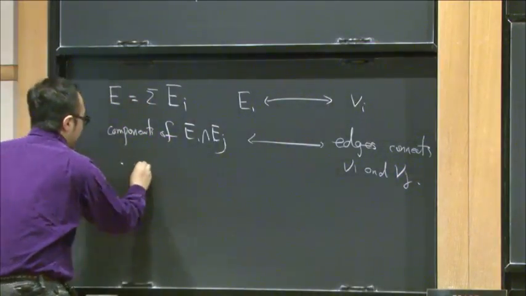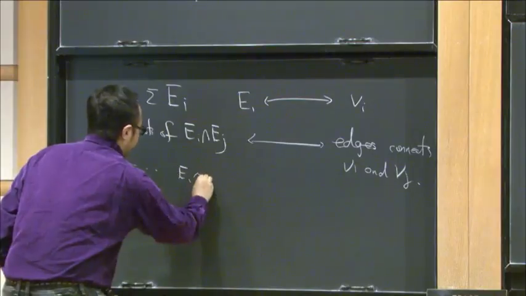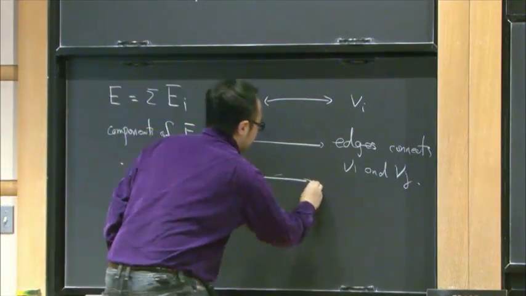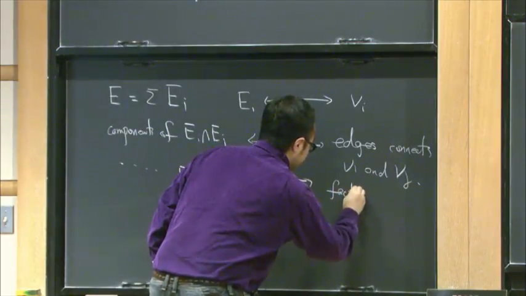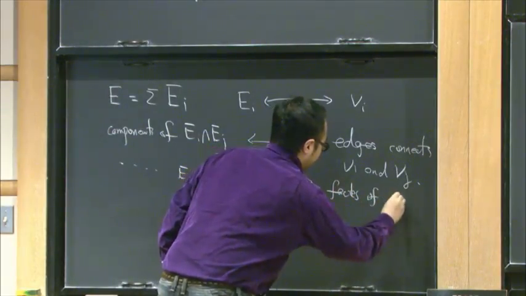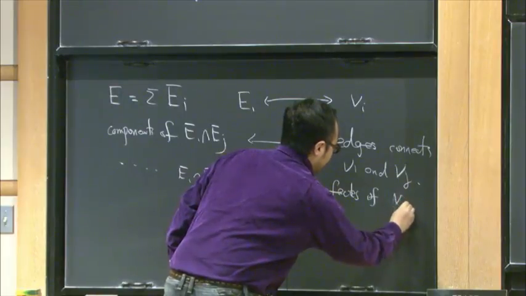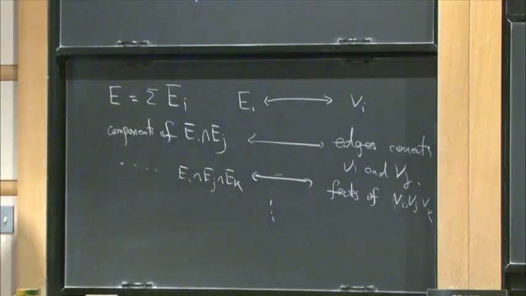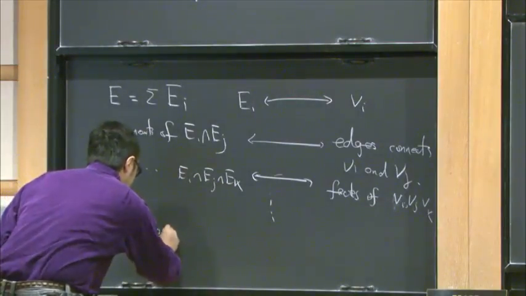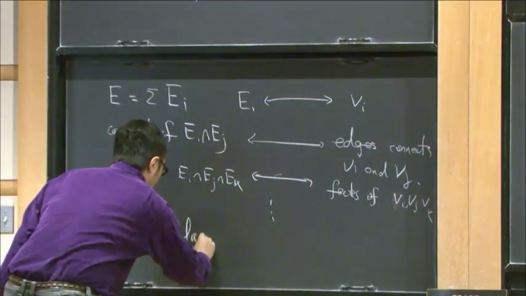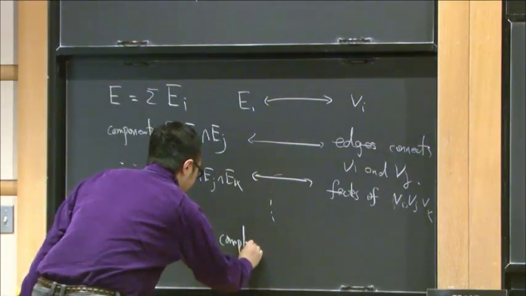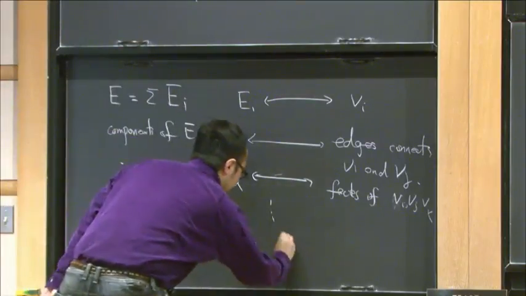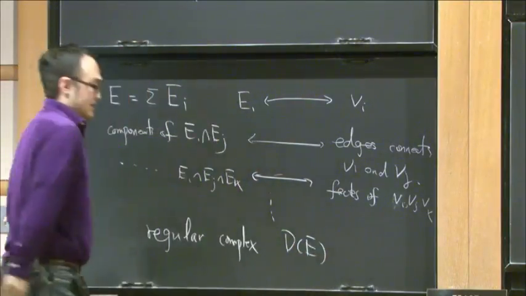And then you can imagine for the components of a three-fold intersection of divisors, you just correspond faces of v_i, v_j, v_k, and then so on. So at the end, you just get a regular cell complex. That's what we call the dual complex of E.